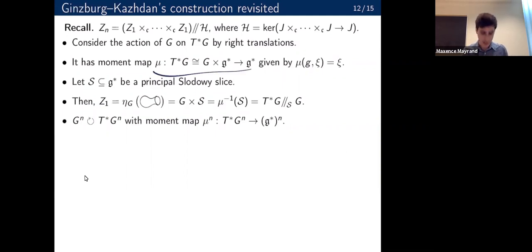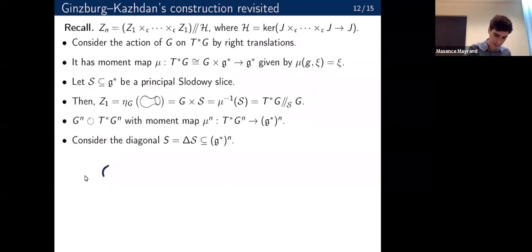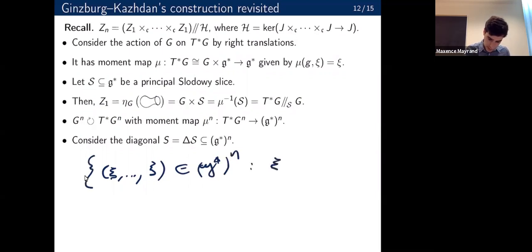Okay, and now what is the submanifold we take? We simply take the diagonal embedding of the Slodowy slice in (G*)^n. So that's just the set of pairs (c, ..., c) in (G*)^n for all c in S. So that's a pre-Poisson manifold, a complex manifold, which is pre-Poisson in this Lie algebra of this moment map here.